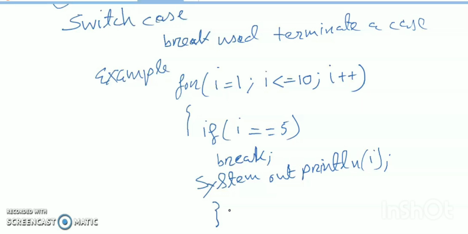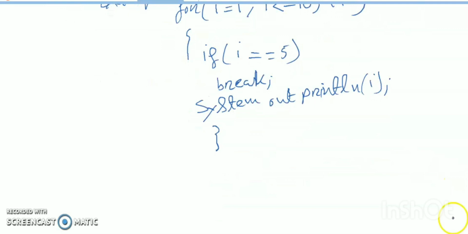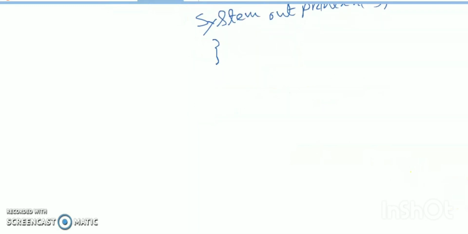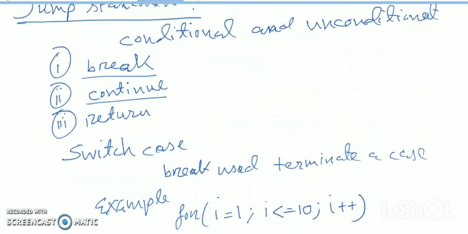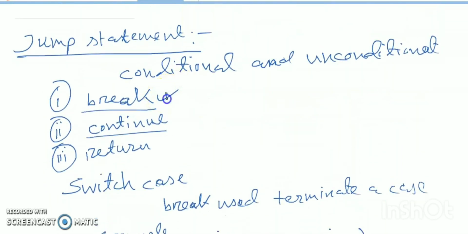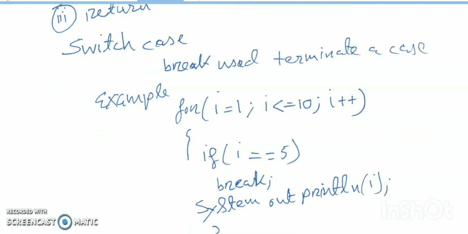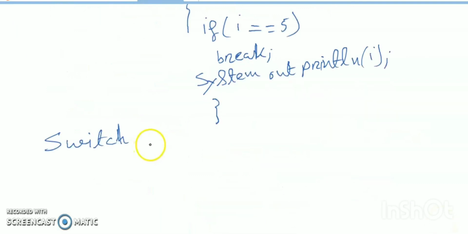When we use switch, suppose case 1, how to write the program. Syntax: switch case statement. Today I just want to discuss only break and switch, and also give one example. Switch means control variable.